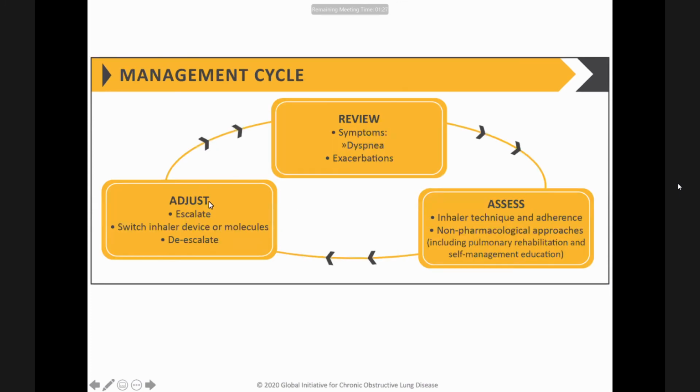So what is the management cycle? First you have to review the symptoms every time the patient presents to you, symptoms like dyspnea and whether there is an exacerbation or not, and you have to assess. So always assess first, in asthma also, in COPD also. So what about the inhaler technique? Is the inhaler technique good or not? Are they adhering to the inhalation treatment or not? And the non-pharmacological approaches like pulmonary rehabilitation and self-management education, and then smoking cessation, are all these there or not? Then adjust and escalate your treatment, switch inhaler device or molecules, and accordingly you can de-escalate if the patient is being controlled. Okay, so this is the ideal thing.